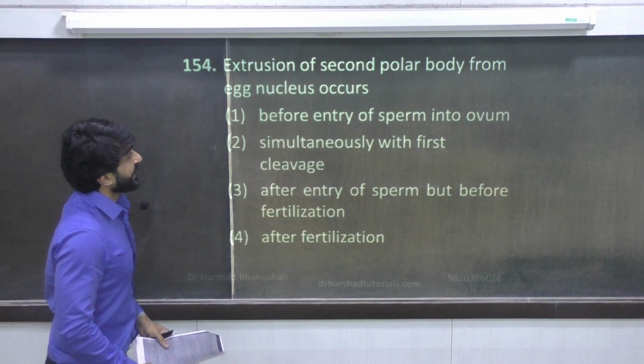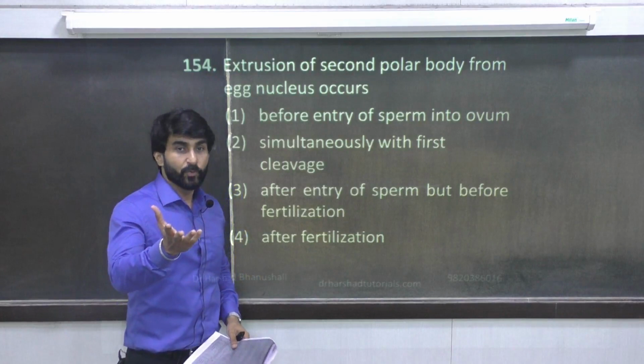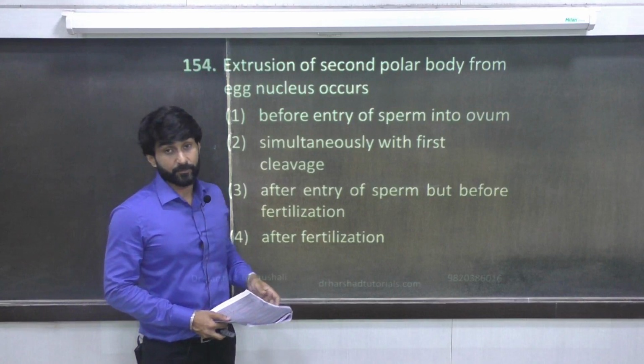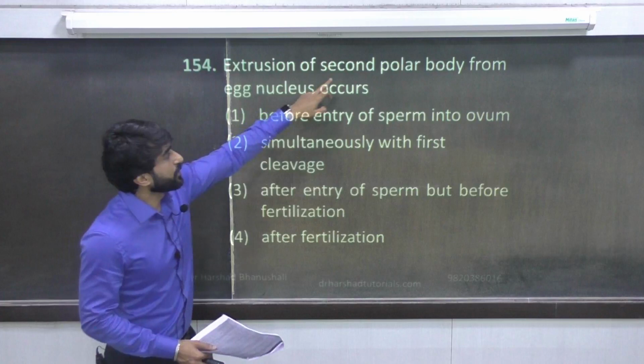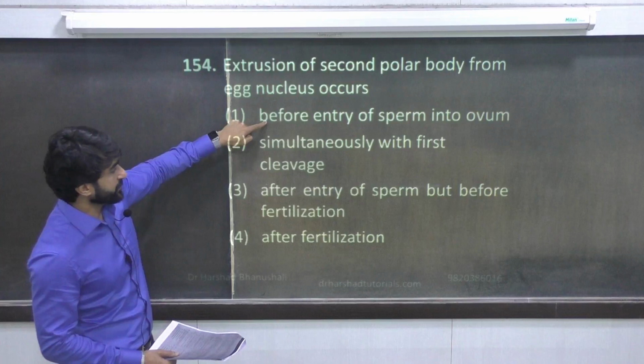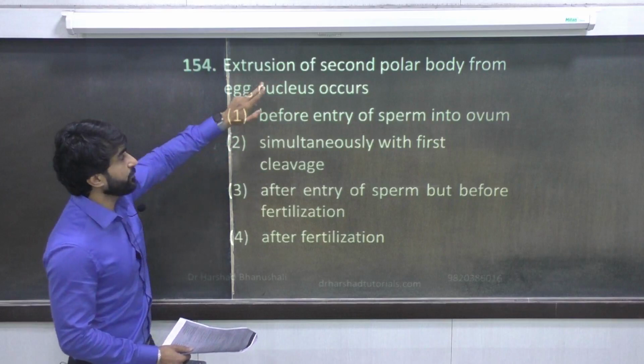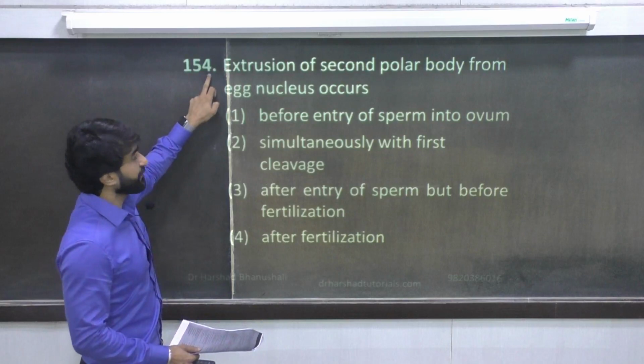Now, 154, extrusion of the second polar body from the egg nucleus. When you learn about fertilization, you learn that there is a polar body first, which is formed before fertilization. The second polar body is formed when the ovum completes meiosis 2, and that occurs when the sperm entry occurs. So second polar body formation means after entry of sperm. So this is ruled out. This is ruled out. After entry of sperm, before fertilization. This is your answer. Option number 3 is our answer, because your second polar body occurs when the sperm enters into the ovum. Question number 154, pretty straightforward question according to me. The answer would be 3.